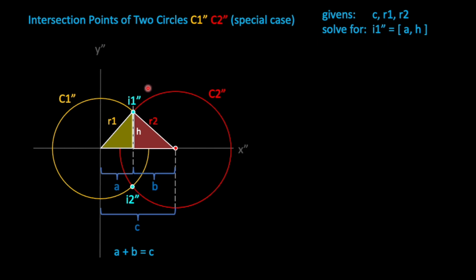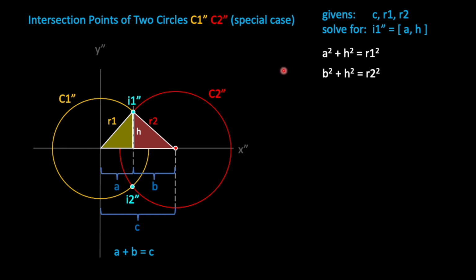Okay, well, let's use our right triangle, first right triangle, the gold one. And so we have a Pythagoras equation. So A squared plus H squared equals R1 squared. Everybody see that? So that's for this right triangle. And then we've got the red right triangle. We've got also B squared plus H squared equals R2 squared. Okay? Everybody with me?